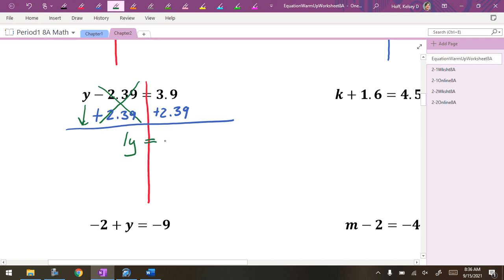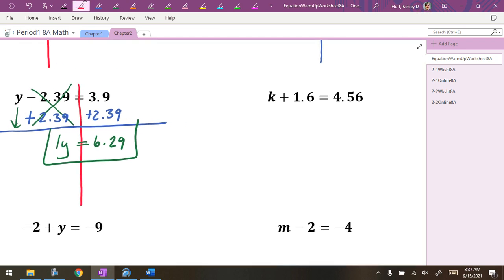3.9 plus 2.39 is 6.29. So I go to the right. I draw my line through the equal sign. I cover up K. It's a positive 1.6. What's the opposite of a positive 1.6? A negative 1.6.